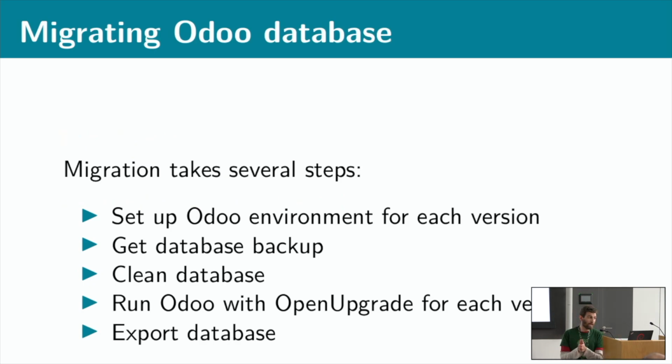Migrating an Odoo database takes several steps, and basically it's setting up an Odoo environment for each version, getting a database backup, cleaning your data, running Odoo with OpenUpgrade for each version, and then exporting the database and going to production.